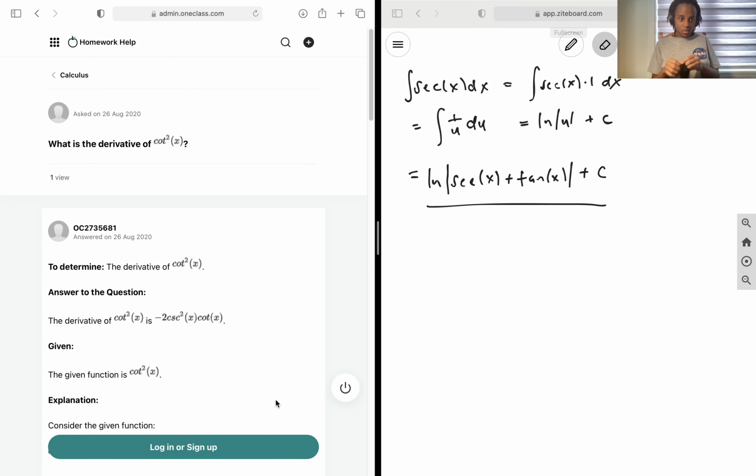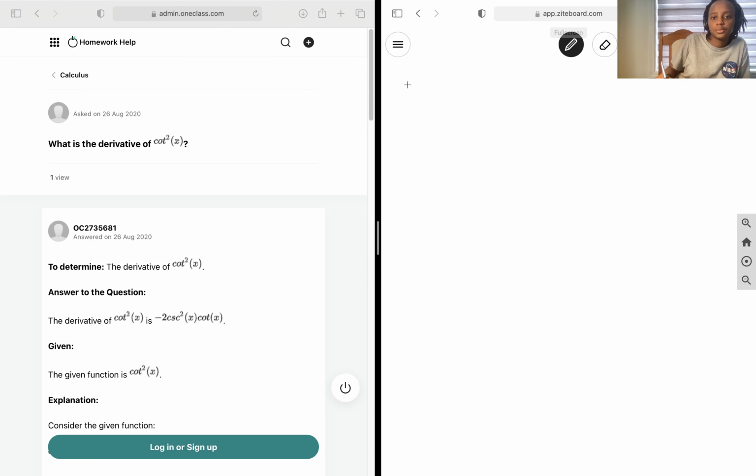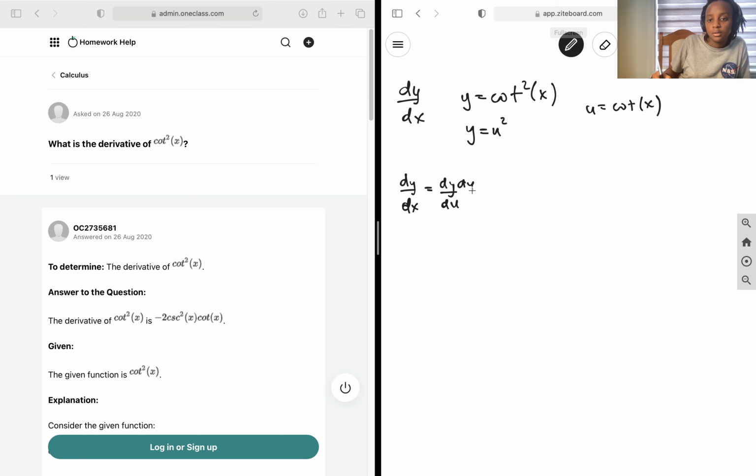Okay, on to our next question, and we're going to be looking for the derivative of cotangent squared, and we're just going to use substitution. And so we want dy over dx if y is equal to cotangent squared, and we're just going to rewrite it as y is equal to u squared if u is equal to cotangent of x. And so of course we're going to use the chain rule, so dy over dx is equal to dy over du, du over dx, and then they cancel.